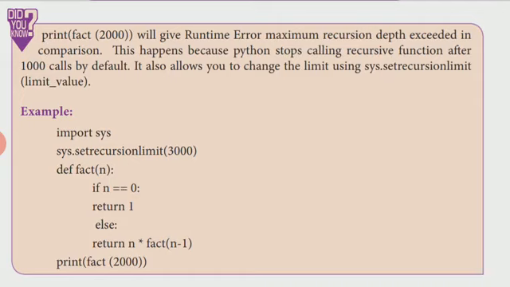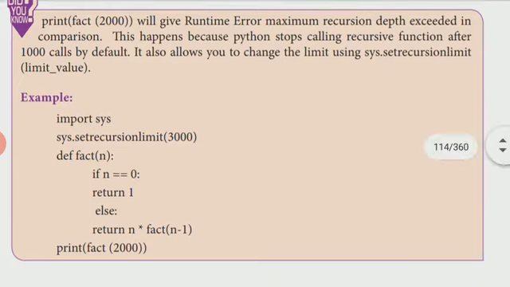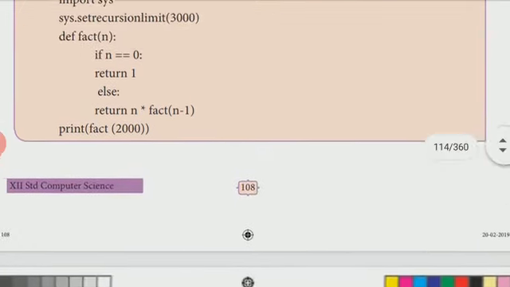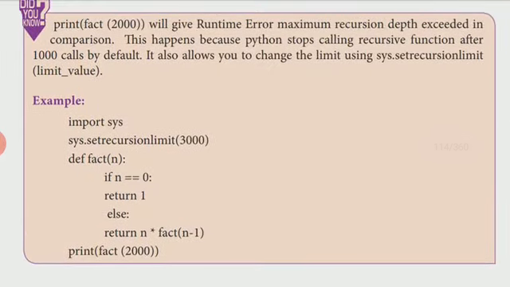So import sys, then sys dot set recursion limit of 3000. Here you repeat the process until you reach 3000. Def fact of n, the same function, print fact of 2000. If the counting exceeds the limit, it will automatically stop the process. So these are the recursive functions.